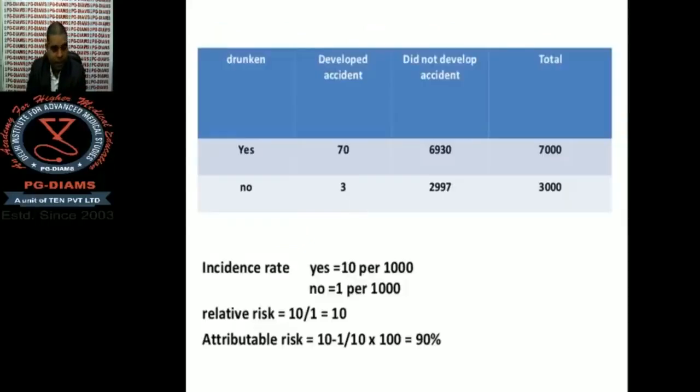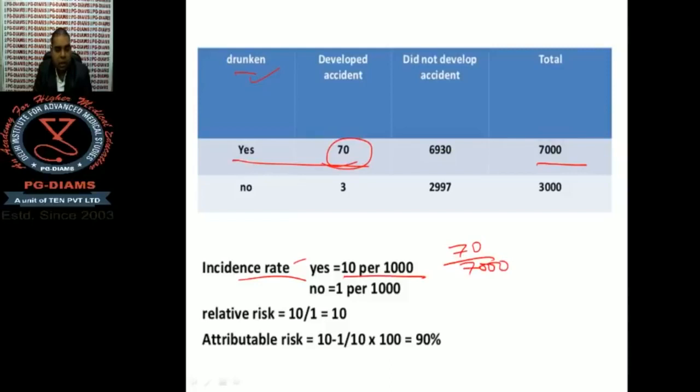Okay. Now this is an example. Again, it is based on the same thing: if you are drinking and then you develop an accident, then 70 out of 7,000 who were drinking had an accident. So incidence rate among drinkers is 70 by 7,000, that is 10 per 1000. Now incidence in non-exposed is 3 in 3000, so it will be 1 in 1000. Okay. Relative risk means incidence in exposed by incidence in non-exposed, 10 by 1, that is 10.